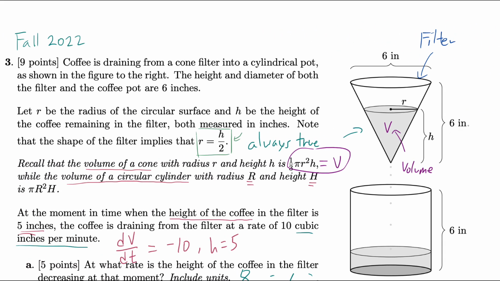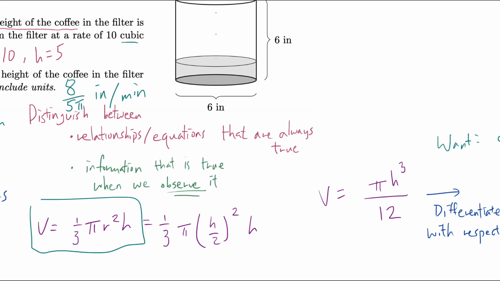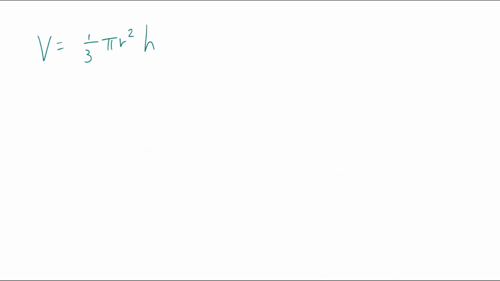And I guess one more thing I want to say here: what if we did not know R was equal to H over 2? If we didn't have this additional information that R was H over 2, then this is all we have: V equals 1/3 pi R squared H. And I tend to see many students struggling to differentiate this correctly. So I just want to quickly say, how do you differentiate this? Let's say we want to take the derivative with respect to t of both sides. Again, the left-hand side is easy enough. We have dV/dt. What about the right-hand side?